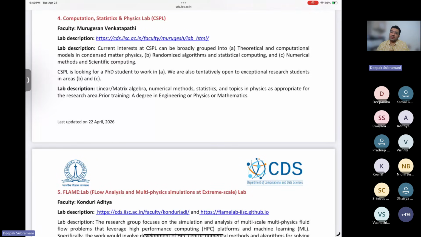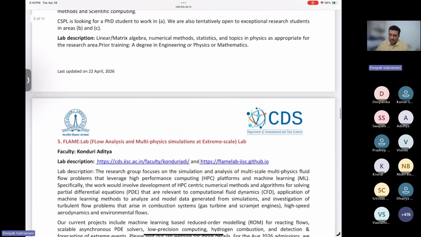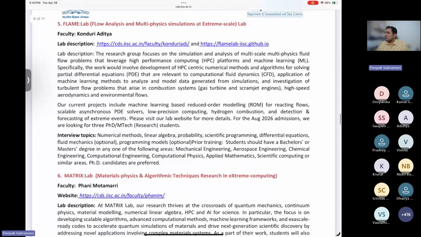Do go through the lab description, go through the recent papers, publications, and what the lab's research direction is. Spend some time, read through that, and then see what you like, see what you dislike, and then make your choice. We have Professor Konduri Aditya's lab, Flame Lab.